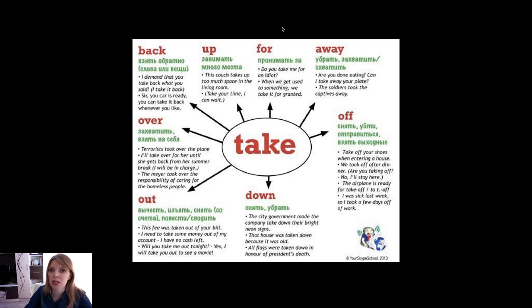Take away – убрать, захватить, схватить. Ну, такое вот значение интересное достаточно. И очень часто используемое. Are you done eating? Can I take away your plate? Ну, здесь непосредственное значение – убрать. Take away – то есть взять и куда-то отнести, да? Убрать. Второе. The soldiers took the captives away. Вот здесь как раз таки мы будем переводить как захватить, схватить. Солдаты взяли пленных.